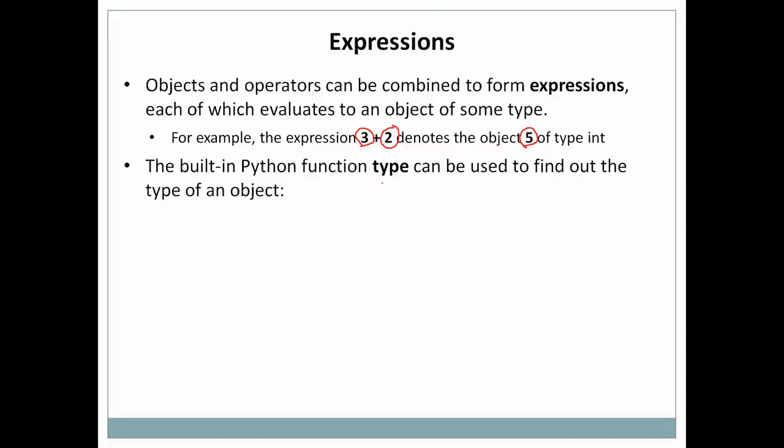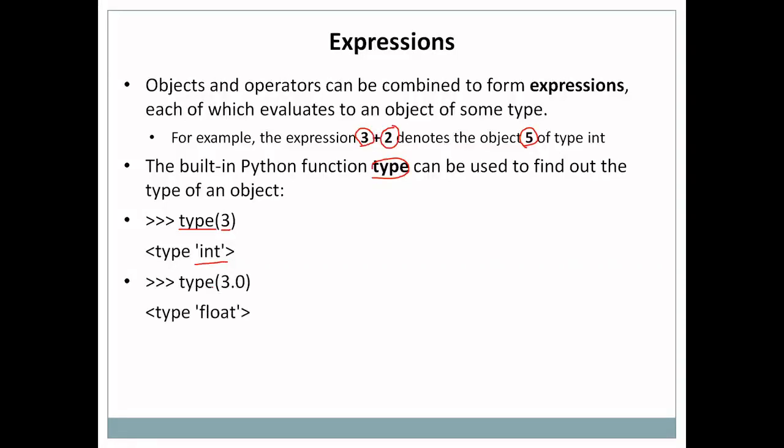The built-in Python function type can be used to find out the type of an object. If you want to know the type of a particular object, you can find it out by using this built-in function. For example, if you type type on the prompt and in brackets send an object or a value, say 3, it will return the type of this 3, and you can see the result is int. In the same way, if you pass type of 3.0, the result is float. So the type function can be used to find out the type of an object.